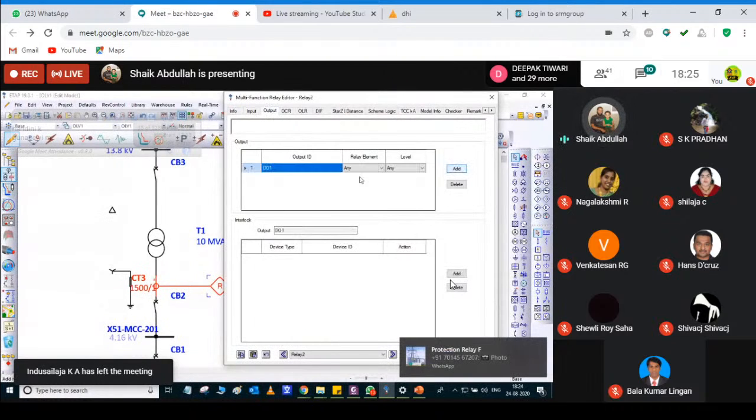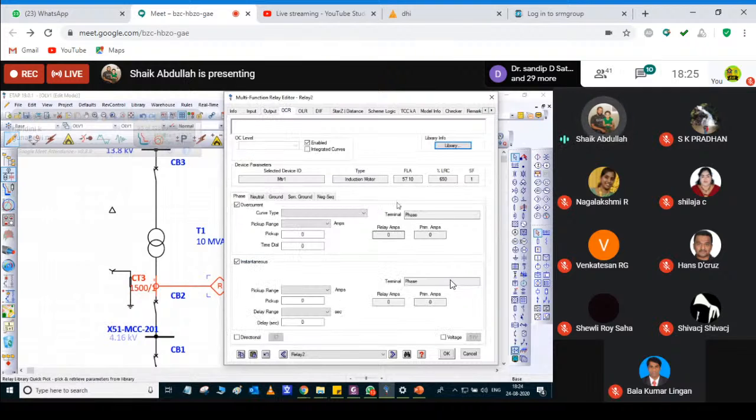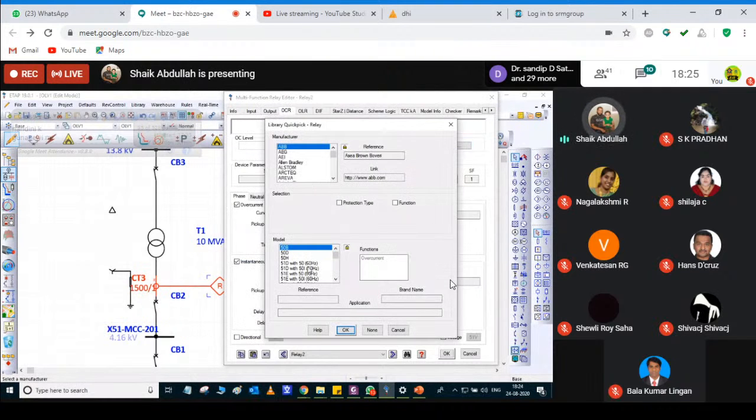And what is the output? Add here the second breaker, which is CB2, and overcurrent. And now this is an ABB relay. I'm taking that as the protection type. It's not a motor, it's a transformer. I'm not going to use any other non-unit or unit protection. I'm going to use only the non-unit protection, which is overcurrent.